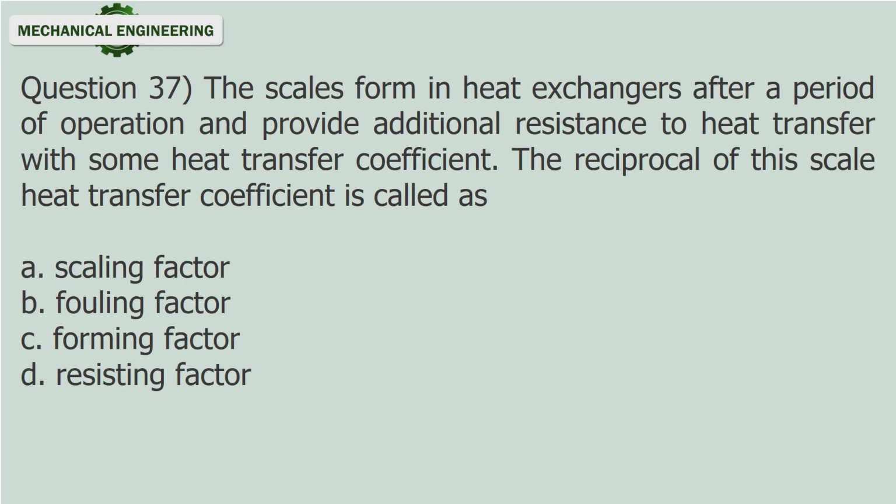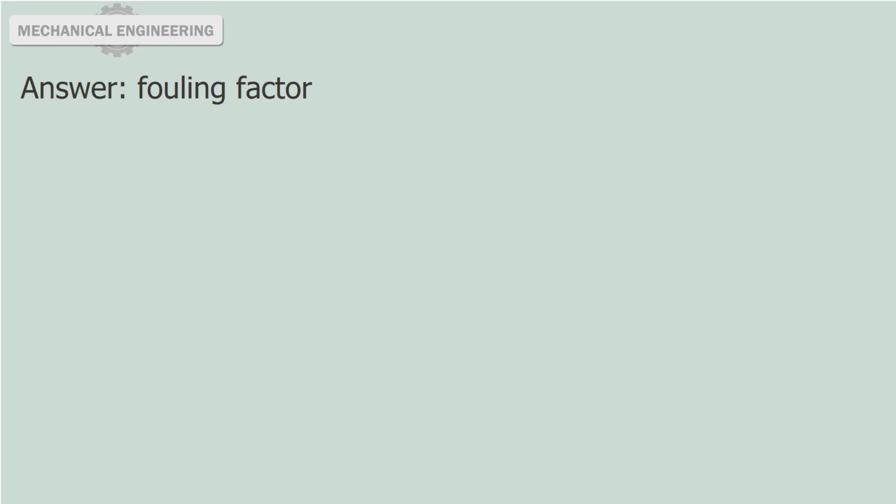Question 37. The scales form in heat exchangers after a period of operation and provide additional resistance to heat transfer with some heat transfer coefficient. The reciprocal of this scale heat transfer coefficient is called A. Scaling factor, B. Fouling factor, C. Forming factor, D. Resisting. Answer: fouling factor.